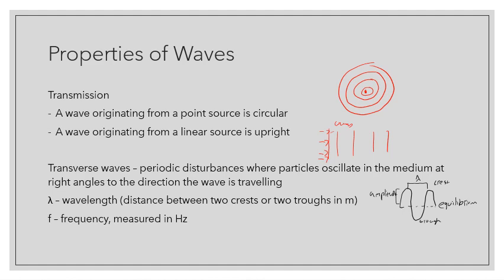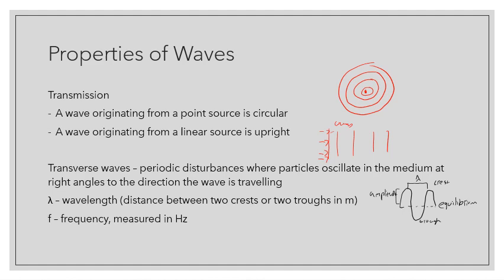So transverse waves are periodic disturbances where particles oscillate in the medium at right angles to the direction in which the wave is traveling. This is an example of what a wave would look like. It follows the same shape as a sine or a cos function. The amplitude is the distance from the equilibrium to either the crest or trough. They are equal because equilibrium is the axis of this function, or basically the midpoint between the crest and the trough. The crest is the maximum and the trough is the minimum.